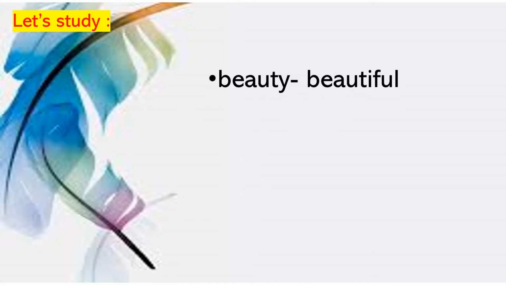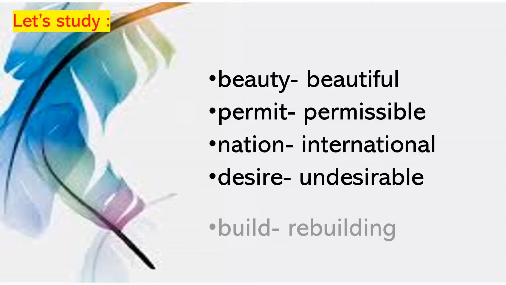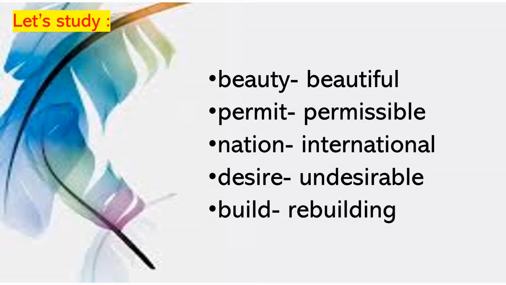Let us study the given pairs of words. Beauty, beautiful. Permit, permissible. Nation, international. Desire, undesirable. Build, rebuilding. What have you noticed with the pairs of words? Well, you notice that syllables are being added to a root word. Example, beauty becomes beautiful. The syllable ful is being added at the end of the root word beauty to make it beautiful. Next example is permit, it becomes permissible. The syllable able is being added to the root word permit to make it permissible.